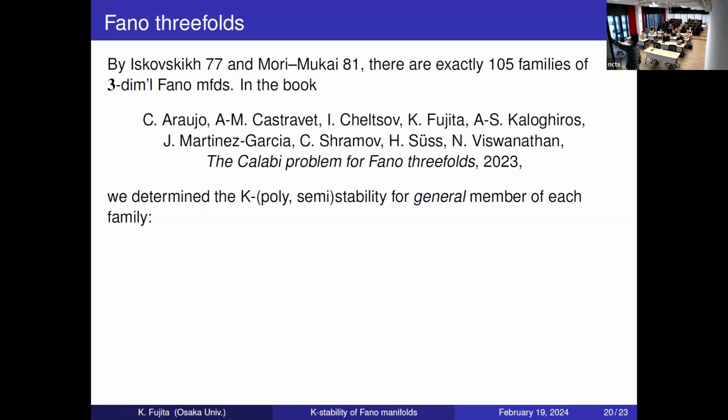In our joint research with Carolina Araujo, Ana-Maria Castravet, Ivan Cheltsov, Kento Fujita, Anne-Sophie Kaloghiros, Jesus Martinez-Garcia, Constantin Shramov, Hendrik Süß, and Nivedita Viswanathan, we consider the Calabi problem of Fano threefolds. We determine the K-stability for each family. Each family has, in general, a positive dimensional base, so it's very tough, but we consider it for a general member, whether it is K-stable or not, K-polystable or not, K-semistable or not.